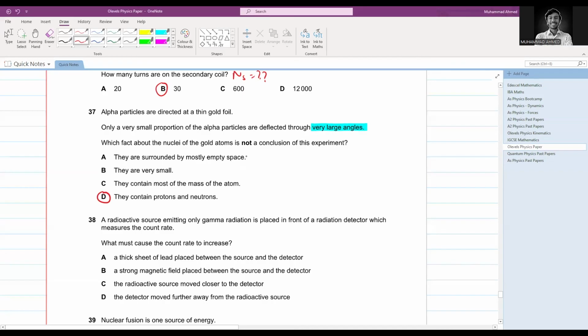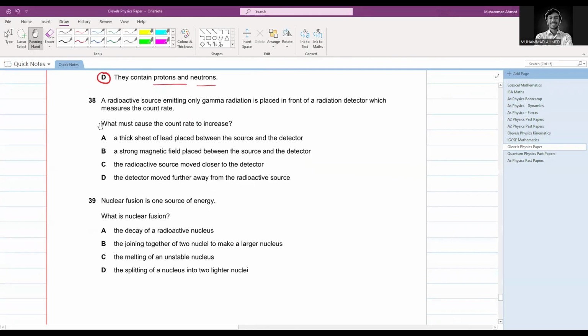We concluded that atoms have empty spaces. We concluded that the nucleus is small. We concluded that most of the mass of the atom lies in the nucleus. But we didn't conclude that the nucleus contains protons and neutrons. Beta, this was not a conclusion of this experiment. Please remember this. We never concluded that the nucleus contains neutrons in this experiment.